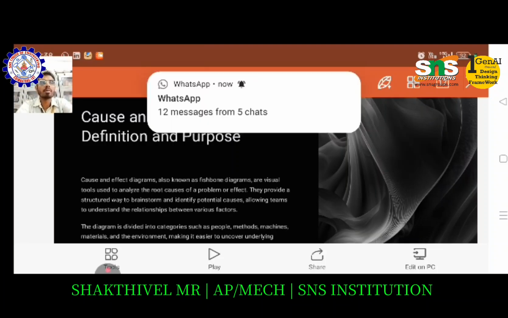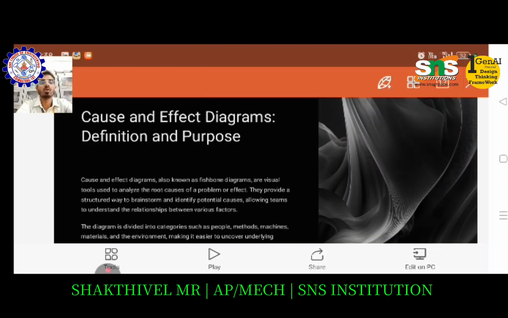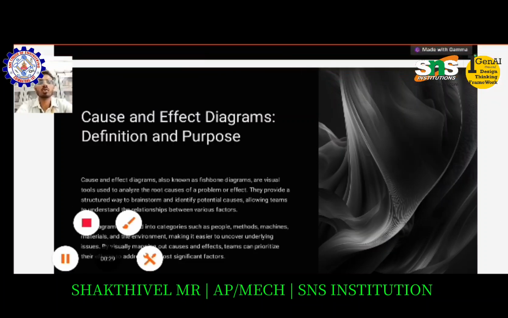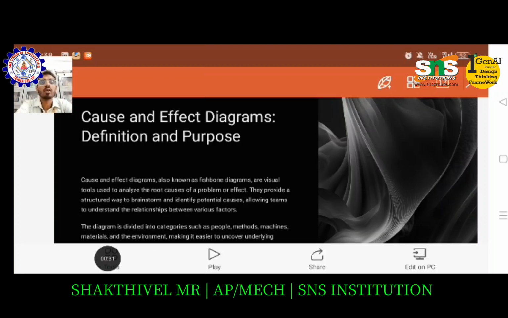Cause and effect diagrams are also known as fishbone diagrams, a visual tool used to analyze the root cause of the problem or effect. They provide a structured way to brainstorm and identify potential causes, allowing teams to understand the relationship between various factors. So the cause and effect diagram is the most important thing used in Six Sigma.